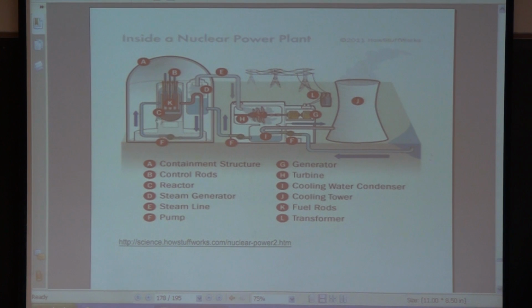Part C is the reactor. They're not really showing the fuel rods, but here's the reactor with the fuel rods. Part D is the steam generator, which is right over here. Note that the heat produced from this nuclear reaction heats up this water and produces steam. Once the steam is produced, it goes through the steam line to H, which is the turbine. The steam is turning this turbine.